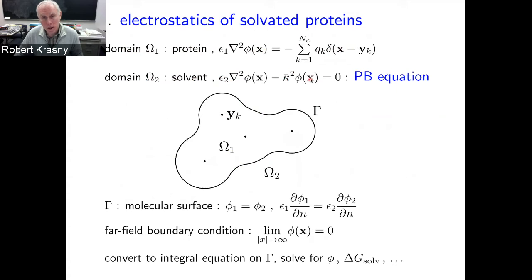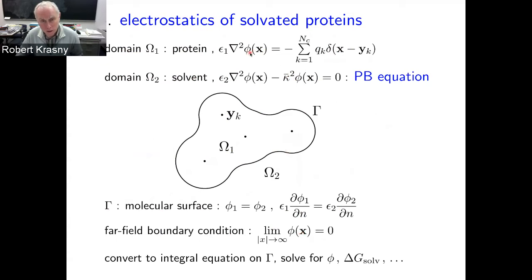There's also a linearized Boltzmann distribution of charge, where this kappa bar represents concentration of mobile ions, neutral, say positive and negative species in the exterior of the protein. And then gamma is the interface, that's the molecular surface. We've got continuity of the potential, continuity of the electric displacement on the interface, and a far field boundary condition on the electrostatic potential.